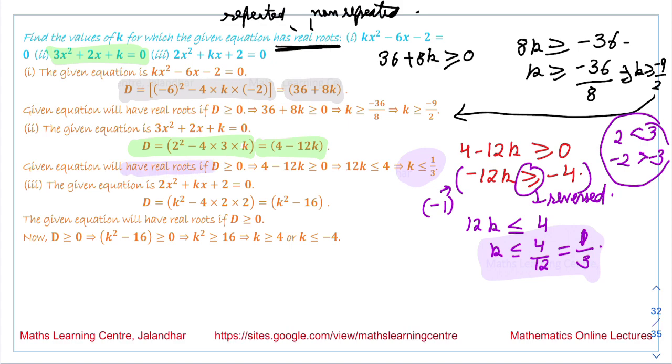This point is important to note, that the sign is reversed because this equation is multiplied with a negative number. Now the third question we have is 2x square plus kx plus 2. So we calculate the discriminant, it is k square minus 16.